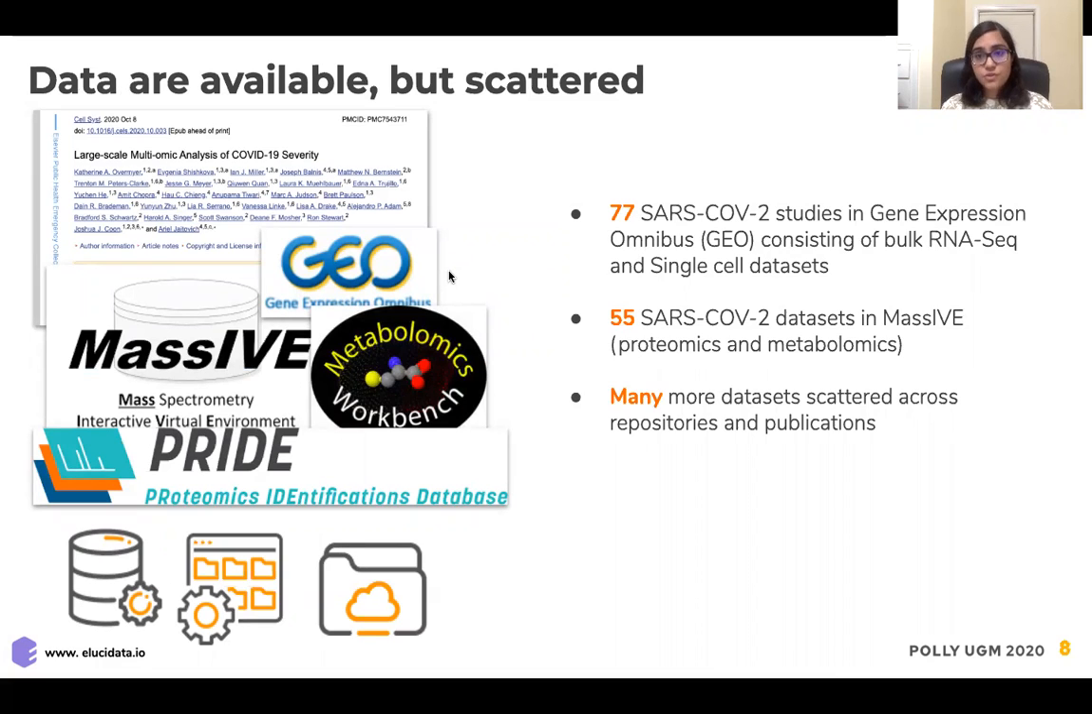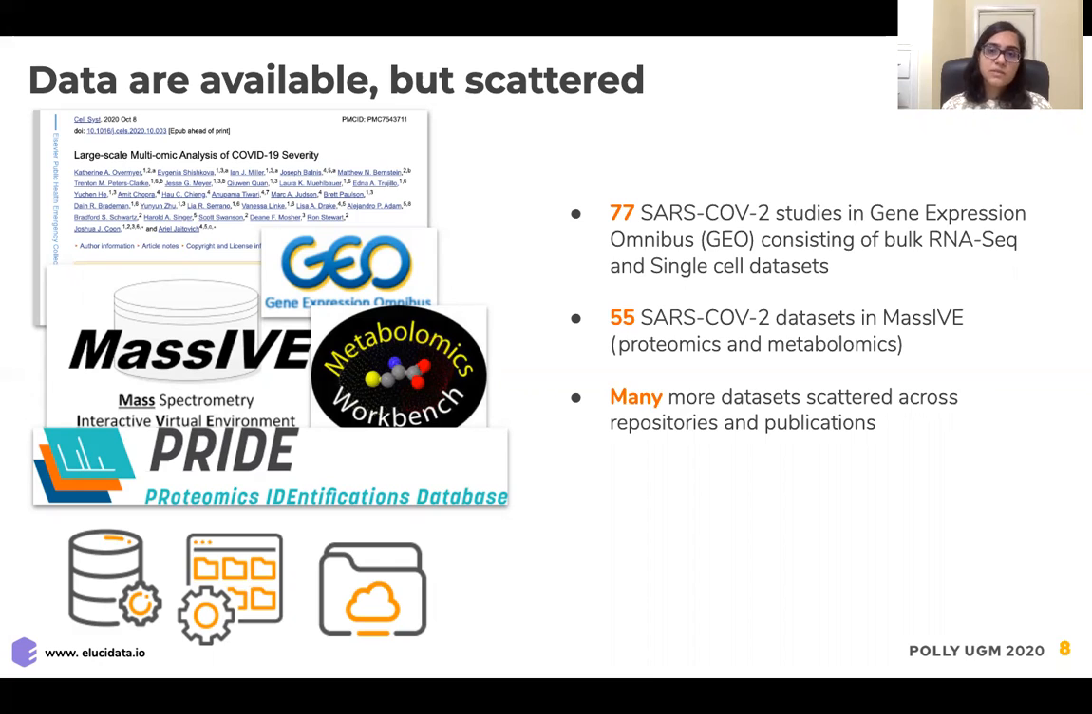For COV2, when I did a basic search, there are about 77 studies available in Gene Expression Omnibus, which is a data repository for transcriptomics data that contains bulk RNA-seq and single-cell data sets. There are 55 proteomics and metabolomics data sets in Massive. There may be more. This is just what showed up. And many, many more data sets across different repositories and different publications.